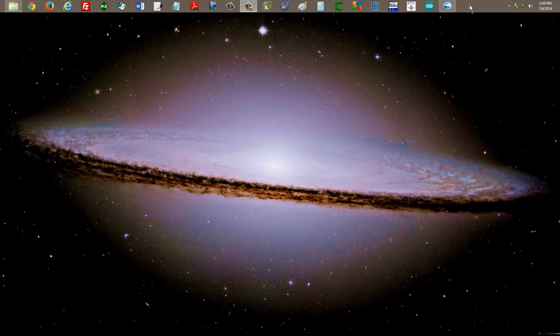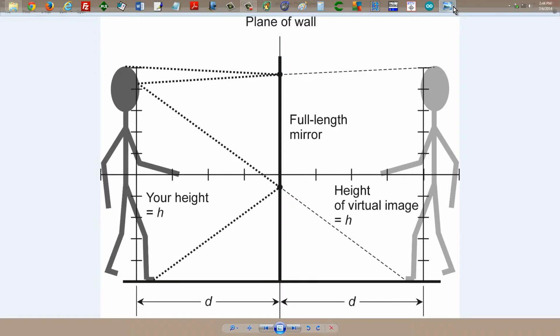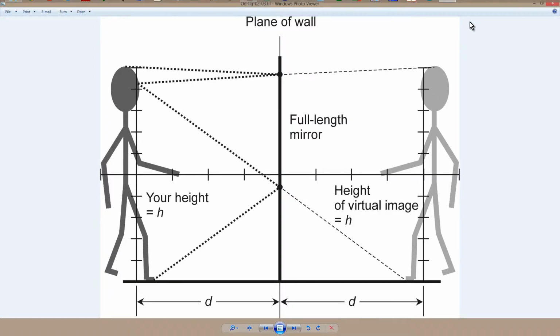Here's why. I'm going to show you some geometrical optics. This comes from my book, Optics Demystified. Figure 2-3 in that book looks like this. And it's a geometrical optics illustration of why you only need a mirror half as tall as you to see your whole reflection. Here's you. Here's a wall with a mirror on it.